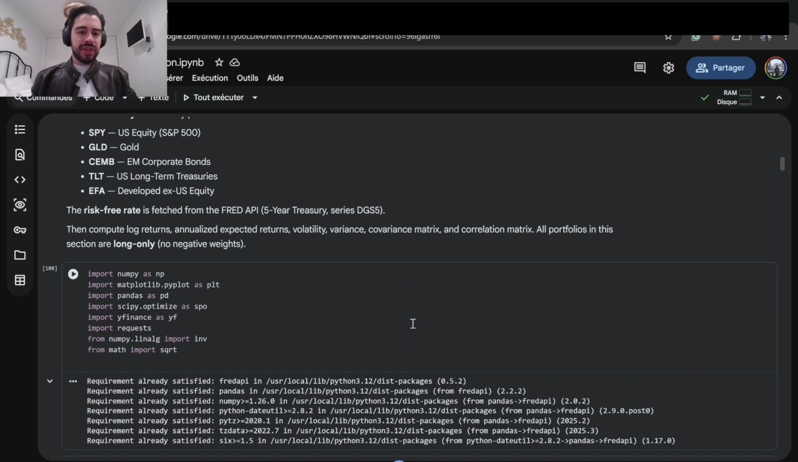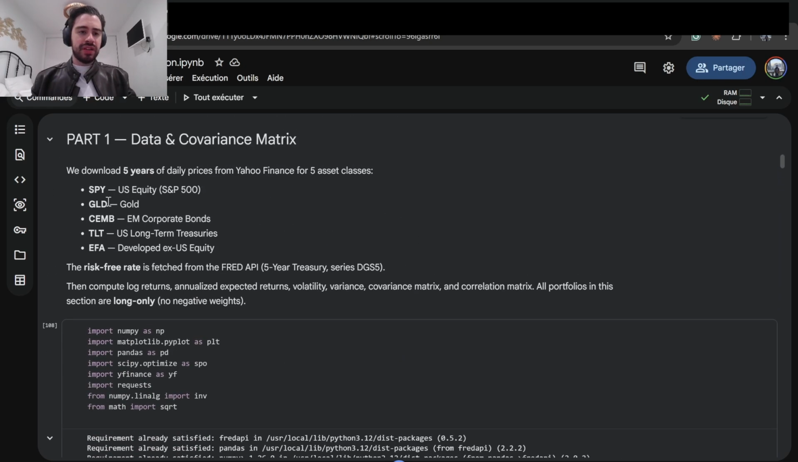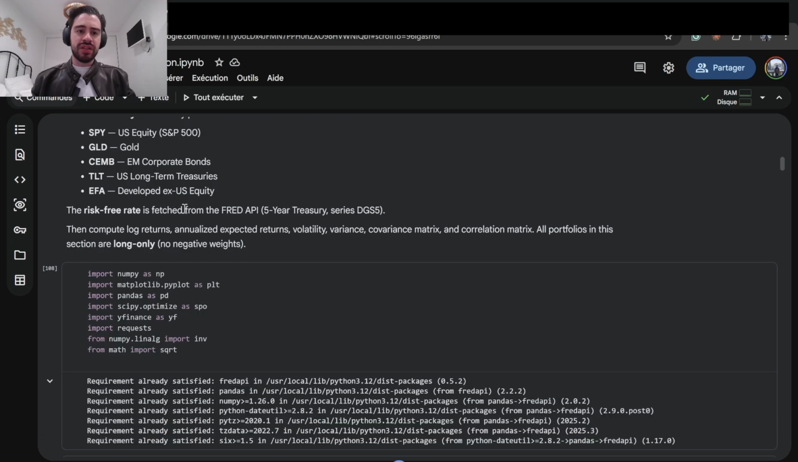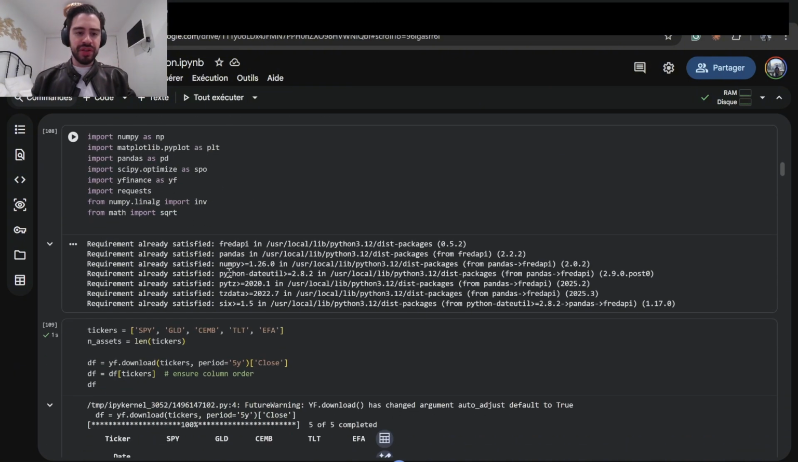Starting here, I'm going to use SPY, gold, emerging market bonds, TLT, and developed markets excluding US equity as examples, but this is very basic. There are a lot of asset classes you can use for it. I'm not going to get into detail about capital market expectations or which asset classes you should use, because this video is more focused on the algorithm part and how you should do it.